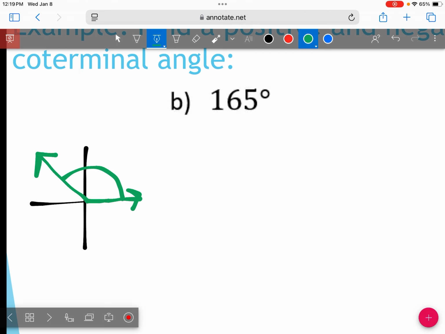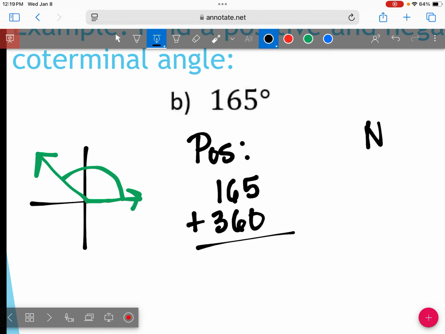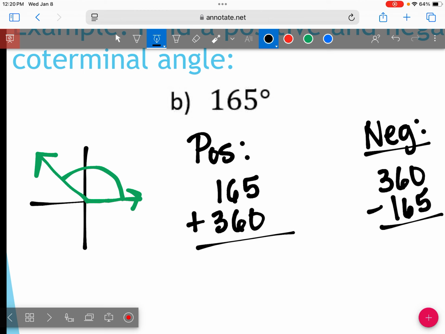Okay. So if we go around the circle one full time and then keep going and end at this exact same spot, that's the same as saying we added 360. I added a full revolution. So to get your positive angle, you're going to take 165 plus 360. And to get your negative angle, you're going to do 360 minus 165. But remember that your answer is going to be negative. When you're doing subtraction, the one with the highest absolute value has to go on top.